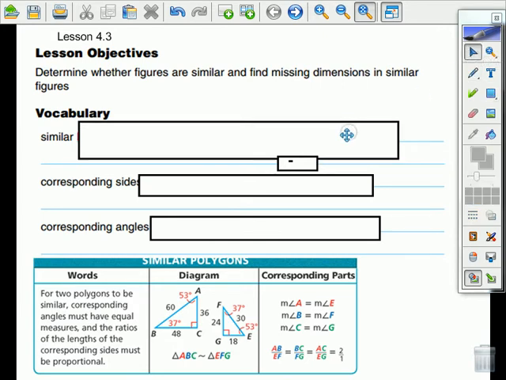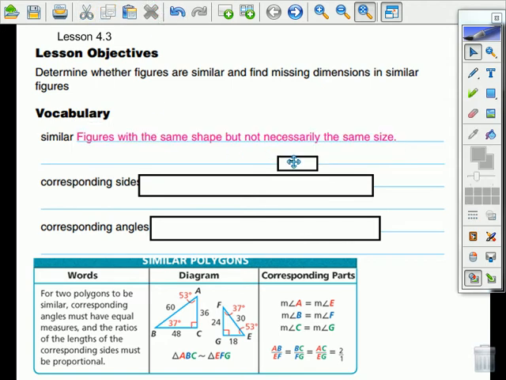So similar means that the figures are the same exact shape, but not necessarily the same size. So they are the same shape, but not necessarily the same size. They could actually be the same size, and those similar figures would be called congruent, or they could have one that's smaller and one that's larger.